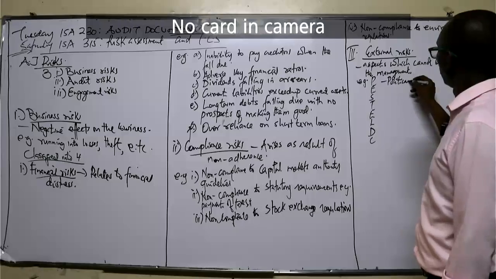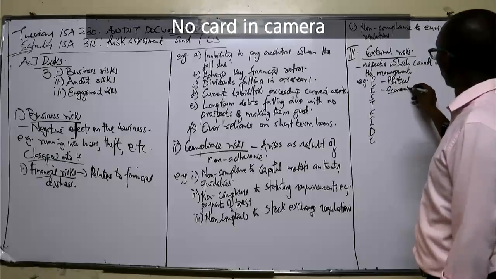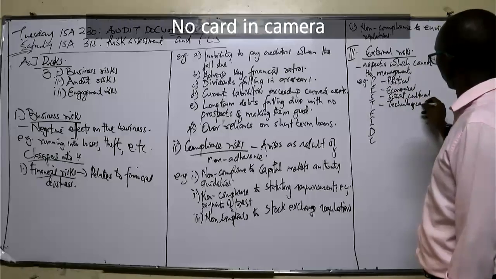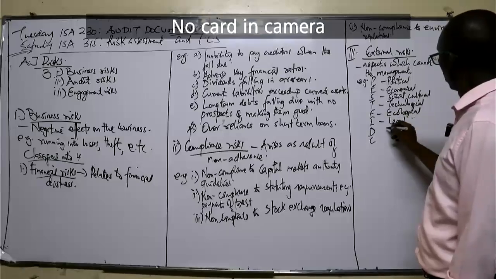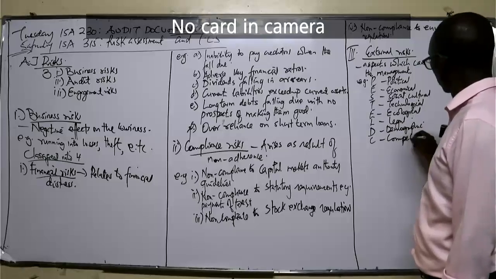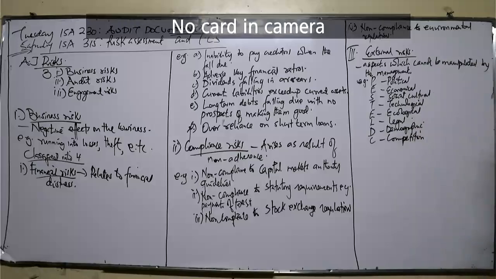This is political issues, economical issues, socio-cultural, technological, ecological, legal, demographic, and competition. Those are external environmental factors that as management, we cannot manipulate, but they affect our business operations directly or indirectly.